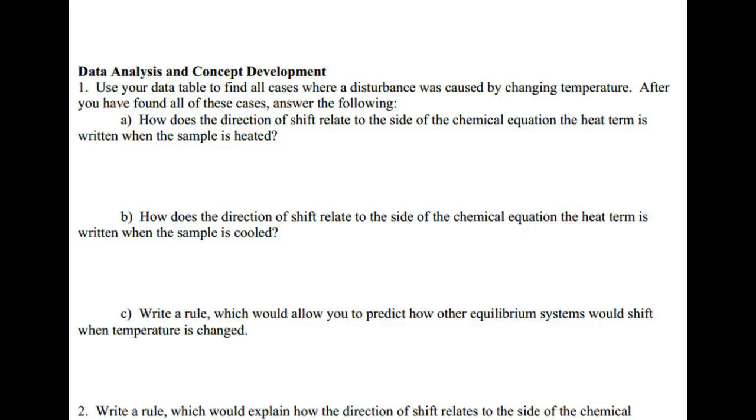This is the video based off the post lab for the disturbing equilibrium.